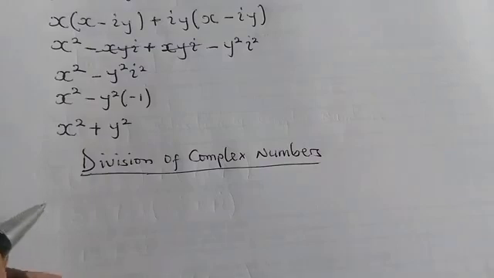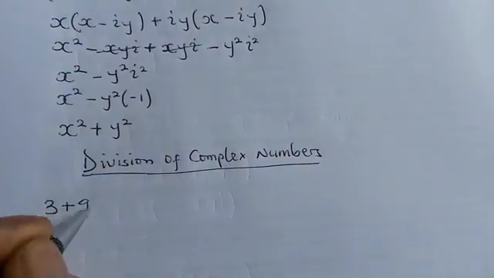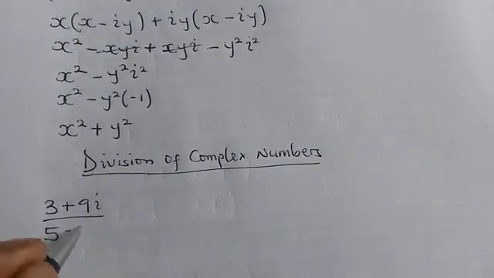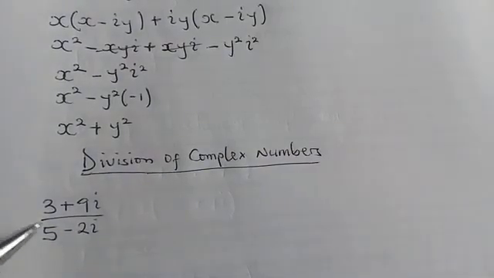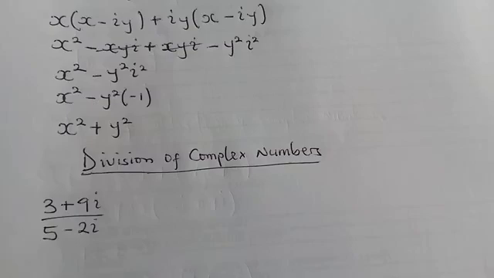For instance, if you have 3 plus 9i divided by 5 minus 2i. If this is the complex number we have, dividing another complex number, what we will have to do in order to attend to this denominator is to rationalize this denominator. And rationalizing this denominator, we are going to use the conjugate of this.